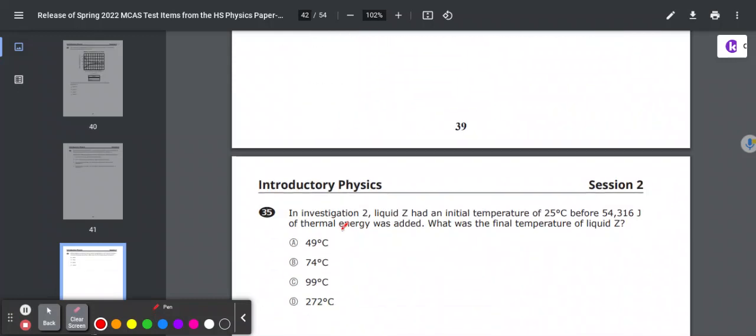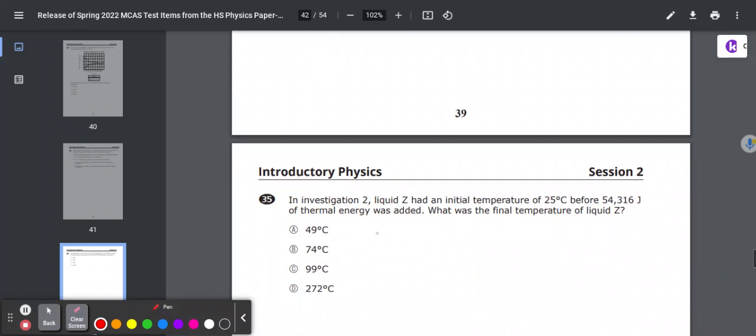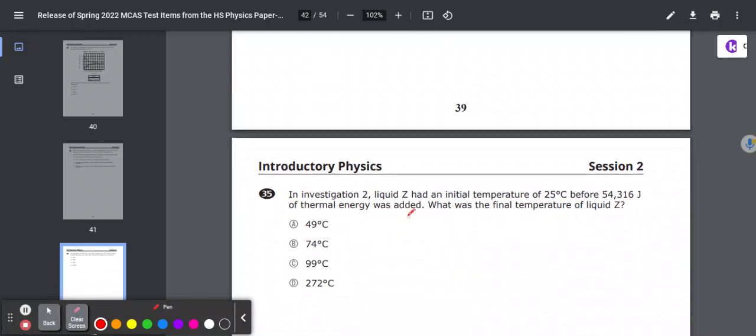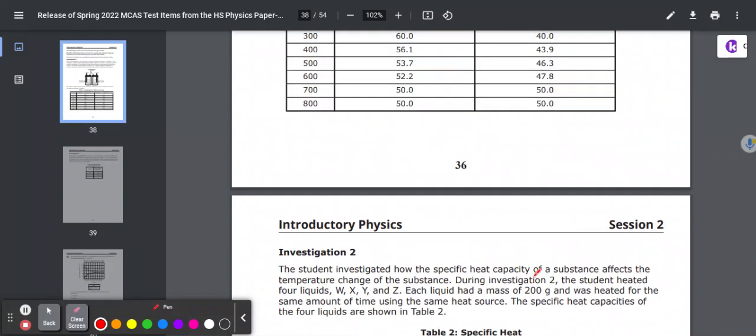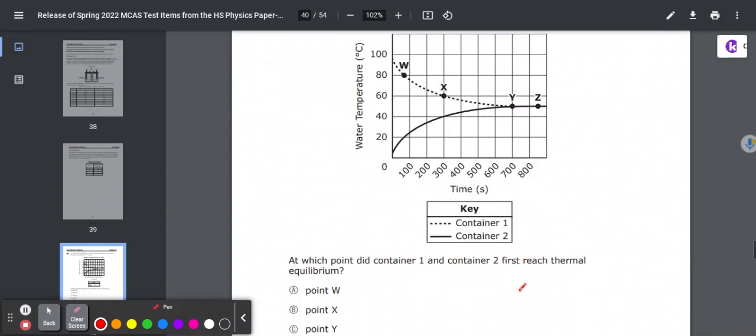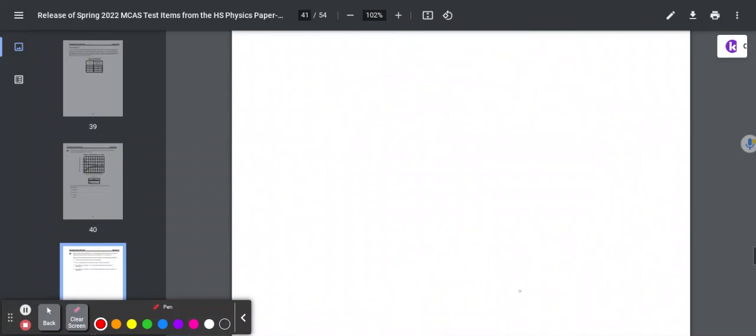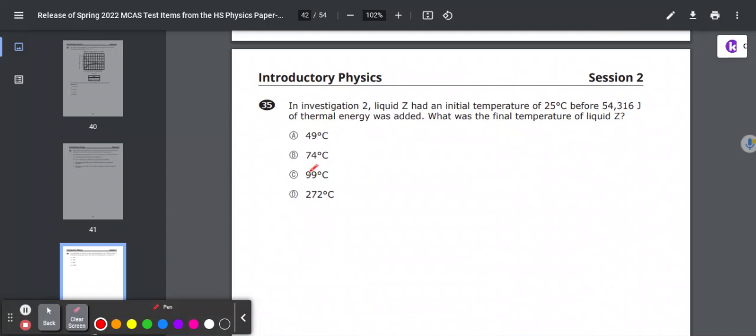35. In investigation 2, liquid Z had an initial temperature of 25 before this amount of heat was added. What was the final temperature? So this is a classical MCAT question: mass times specific heat times change in temperature is the amount of energy that's added. So you can divide that by the mass, which is given here as 200 grams, and the specific heat of Z is 3.67. If we add the 25, which is the initial temperature, we get 99 for our answer. So 35 should be C.